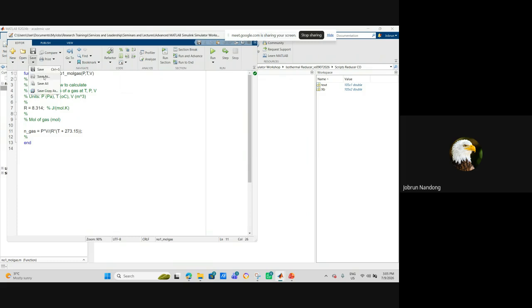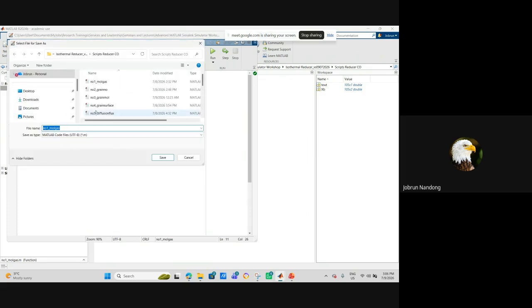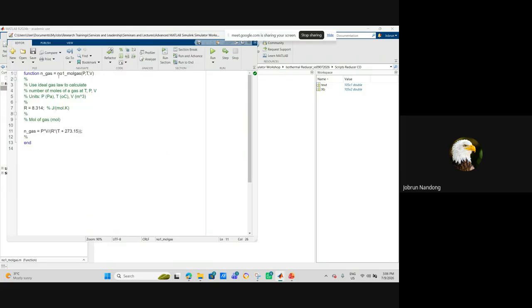When you save this one, make sure the name of the file is exactly the same as the name of the function. If it's not the same, this one will be underlined with red, meaning the file name and the function name are different. So you need to make sure the file name that you save is the same as the name of the function. Therefore, it will avoid clashes in the future. Otherwise, it can clash with other functions.